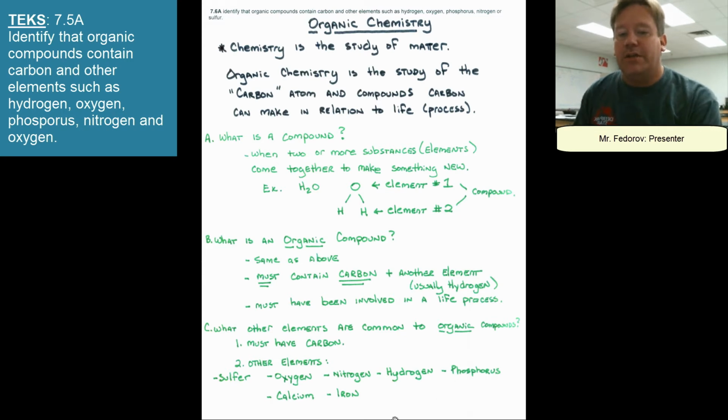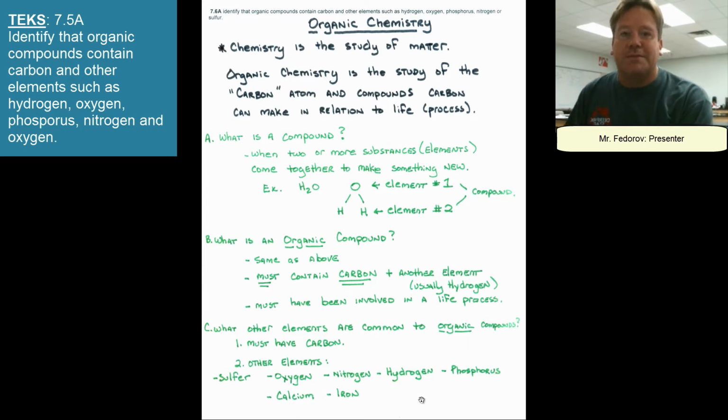Now, I included two other elements, calcium and iron. For our purposes, do not remember that. Do not think about those two elements. Calcium and iron is very common to a lot of life. For example, we need calcium and we need iron. Our blood needs iron to attach oxygen to bring it to cells, and calcium's in our bones.